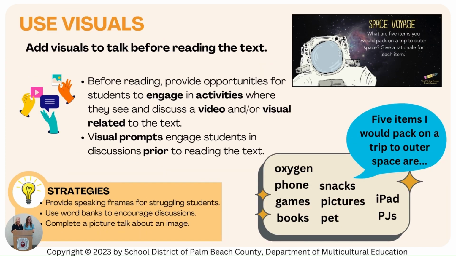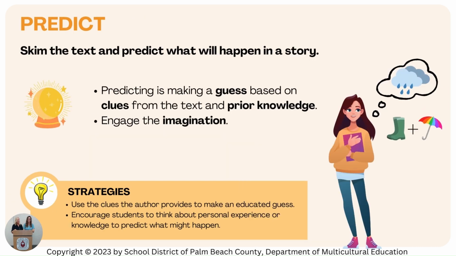The next strategy is using visuals, like she mentioned. This is something great to do with the students and have them engage in discussions about the visuals before even reading the text. So it's important for you to incorporate some activities where you can have a video or a visual prompt, something that gets the kids talking about what they're about to read. You can add sentence frames, you can add word banks, and also allow them to have discussions about what they see or what they witnessed in a video. And this is great for bringing in that background knowledge and experiences that they already bring to the table.